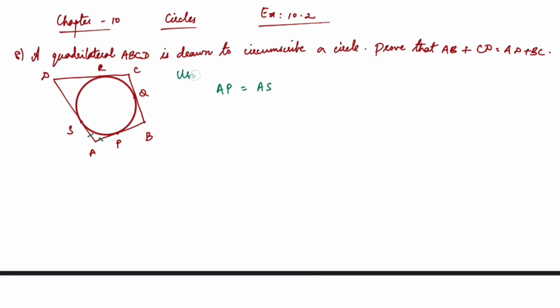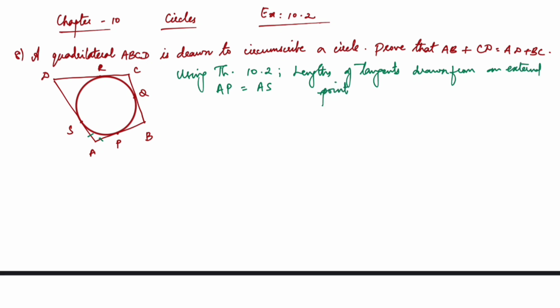Using theorem 10.2, that is, lengths of tangents drawn from an external point to a circle are equal, we can write AP is equal to AS. Let this be equation 1.